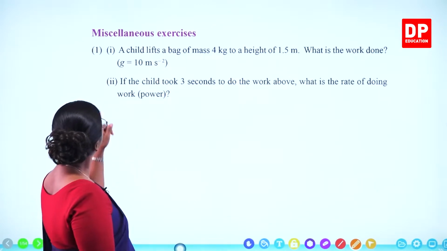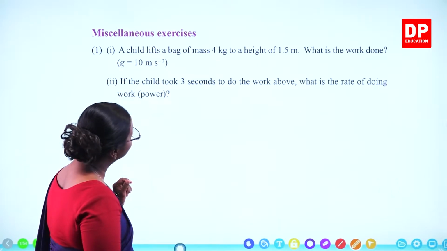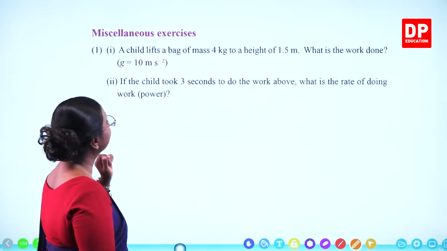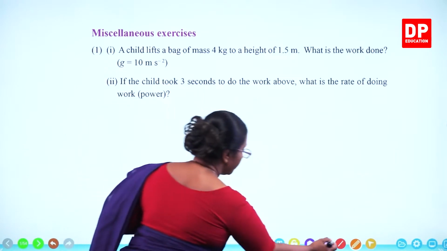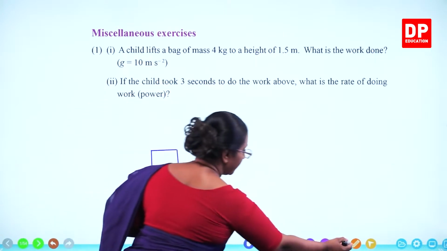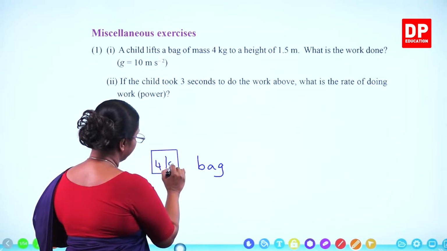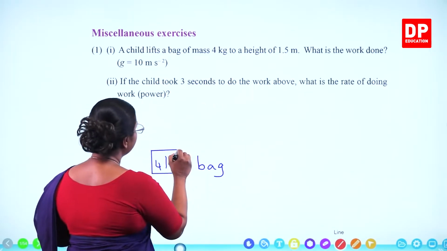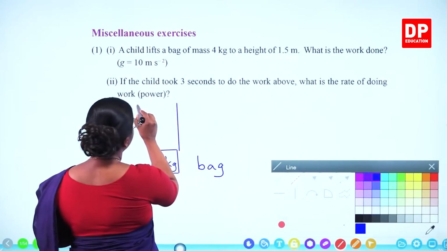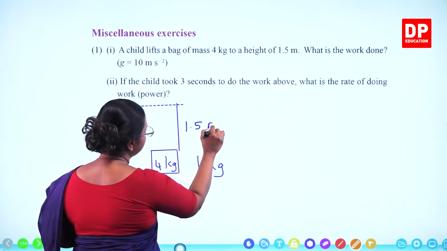The first one. First part of the question, a child lifts a bag of mass 4 kg to a height of 1.5 meters. What is the work done? And the gravitational acceleration is given to you. So if there is a bag, I'll just draw it as a cube. So if we consider this as a bag and the mass of the bag is 4 kg, and the child is going to lift it to a certain height, say up to this point. And this height is going to be 1.5 meters.